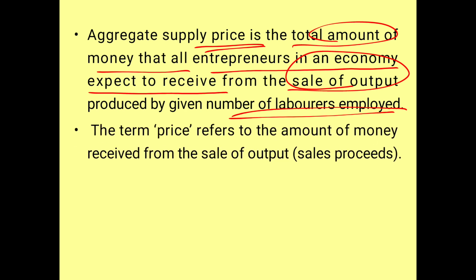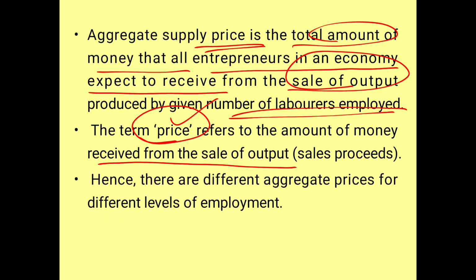So the term price refers to the amount of money received from the sale of output. He has introduced labor, he has brought out goods, he has given value for it, everything has been given, but he expects a good price, and that stands as revenue for the businessman. Hence, there are different aggregate prices for different levels of employment. Every person does not get the same type of price. Each product has its own variation.